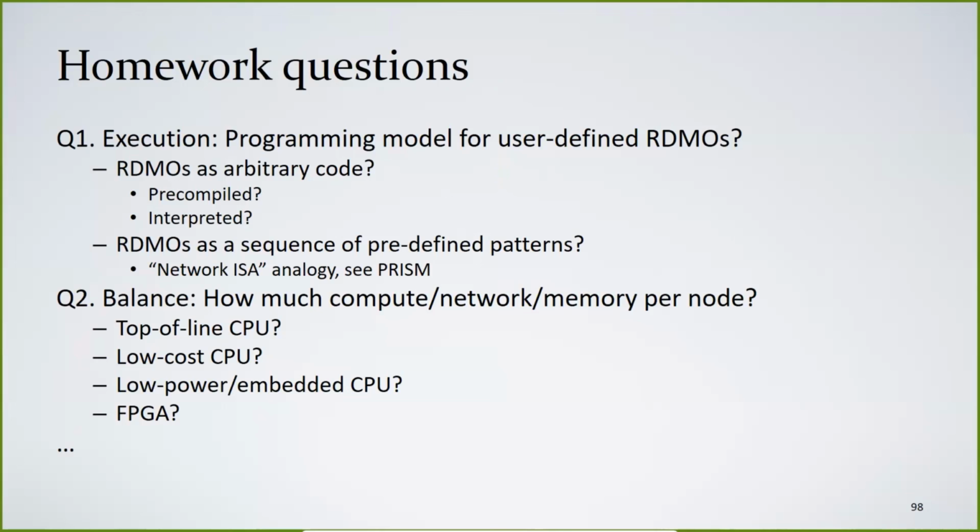Finally, a question of balance, right? What does it take to build a balanced system? Do I go with something like a DPU, the Bluefield? Do I go lower, like an FPGA, which is a great prototyping platform, but has its own issues with respect to the low clock speed? Or do I build main CPUs? Do I go for a cheap one or a top-of-the-line one, right? Interesting questions around system balance.